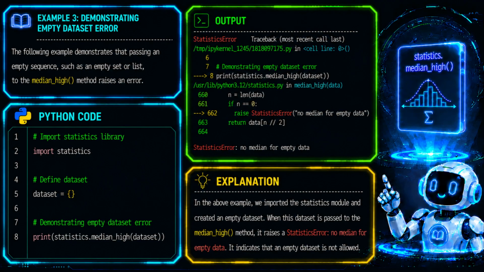Explanation. In the above example, we imported the statistics module and created an empty dataset. When this dataset is passed to the median_high method, it raises a statistics error, no median for empty data. It indicates that an empty dataset is not allowed.